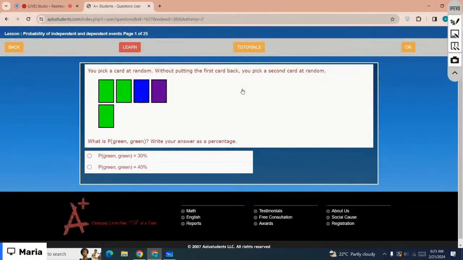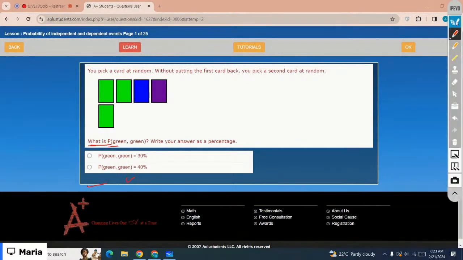Okay, now you pick a card at random. Without putting the card back, you pick a second card at random. What is the probability of green and green? So you have now two events. First thing you need to see if they are dependent or independent. So without putting the first card back, that means they are dependent events, right? The probability of green for the first time: you have 1, 2, 3 green cards out of five.